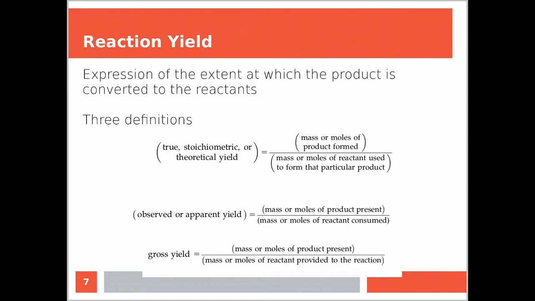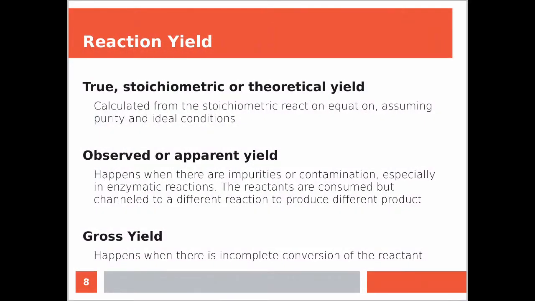This is usually what is used in engineering calculations because it's the easiest to measure, of course, because we are just looking at how much of the product you got at the end of the reaction divided by the reactants you provide at the start of the reaction. So these are the different definitions for that.